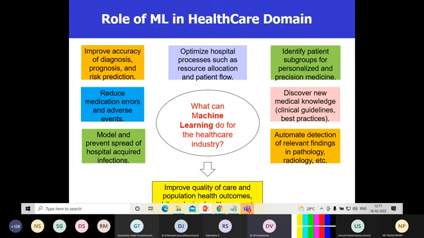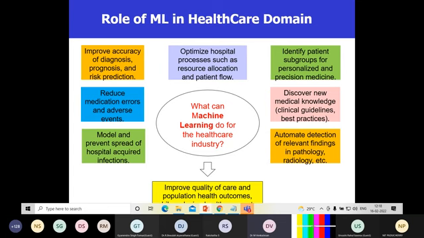Then, automated detection of relevant findings in pathology and radiology is another important place where people are using these AI techniques, and optimizing hospital processes such as resource allocation and patient flow. Just now I talked about retail analytics, where we can use this AI-powered IoT. The same thing can be incorporated in hospitals.